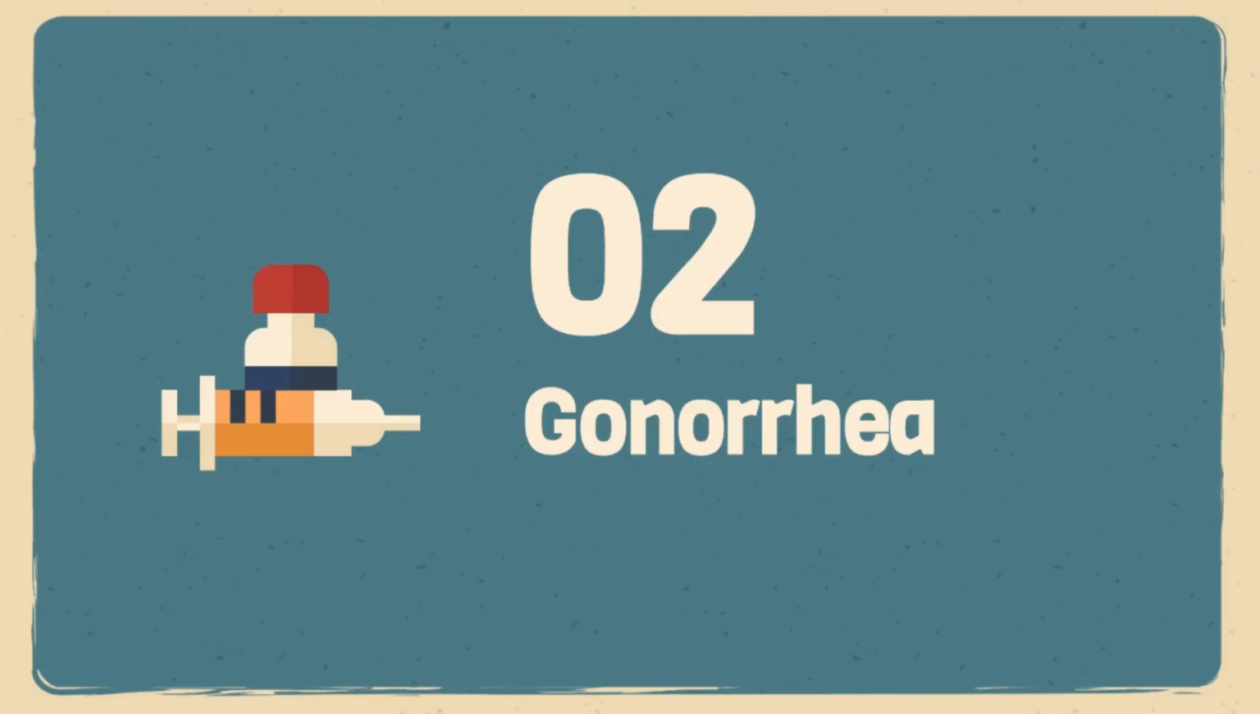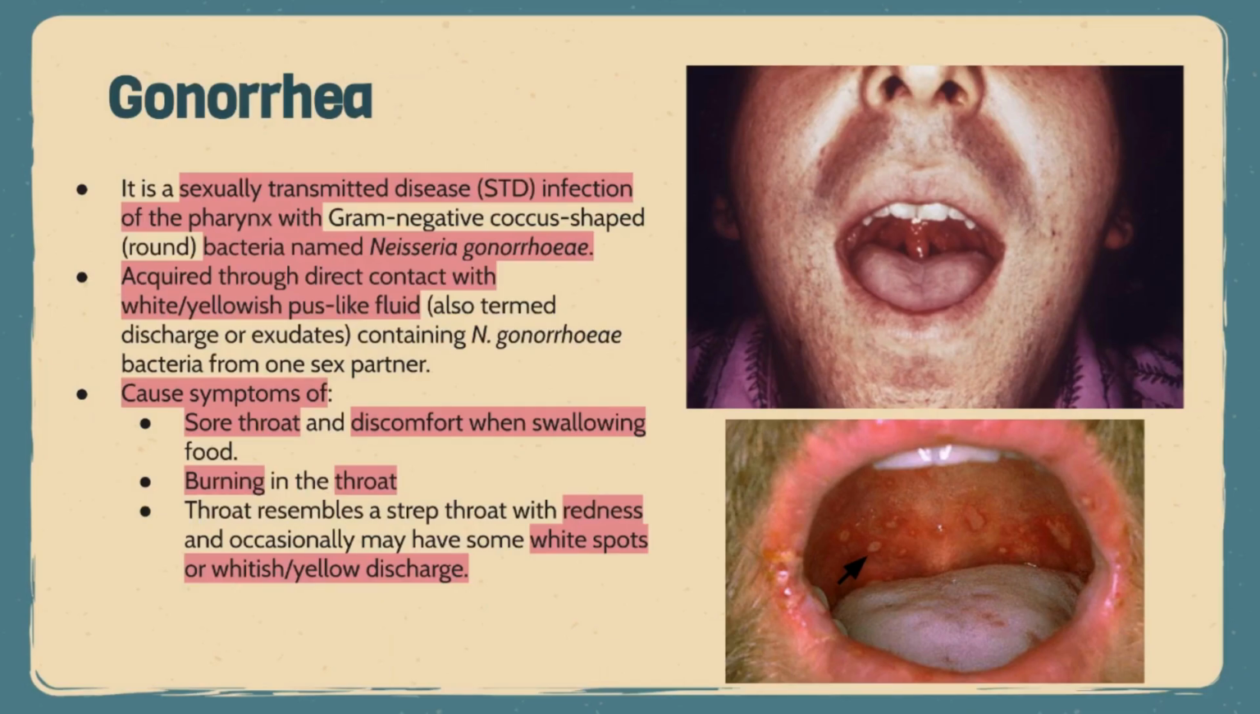So next, we are going to talk about gonorrhea. Oral gonorrhea is a rare and non-specific type of STD. It is an infection of the pharynx with gram-negative coccal-shaped bacteria named Neisseria gonorrhoeae. It is acquired through direct contact with a white or yellowish pus-like fluid termed discharge containing the bacteria from one sex partner. The symptoms may vary and may range from slight erythema to severe ulcerations with pseudomembranous coating.